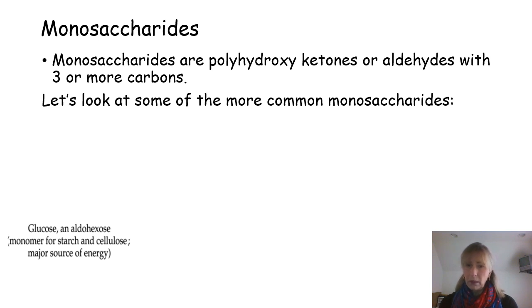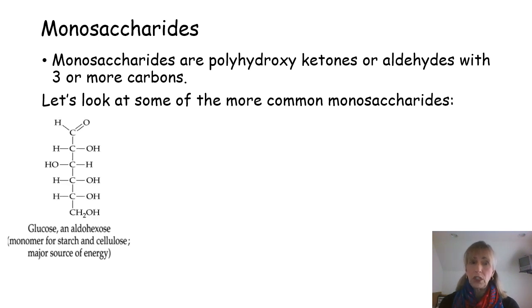Let's begin with glucose. Glucose is an aldohexose, and we're going to see where we get that from. We see the aldo in there. We'll see shortly about that hexose. It is a monomer, or a residue, for starch and cellulose, and it's a major source of energy. So this is its structure.